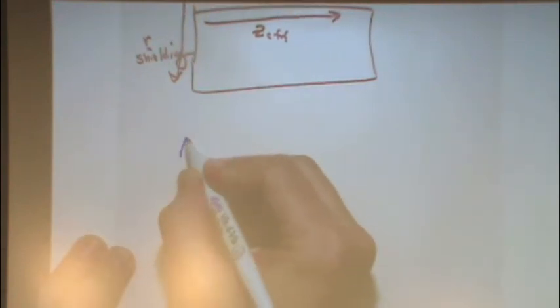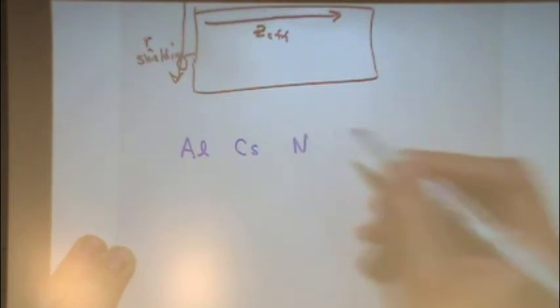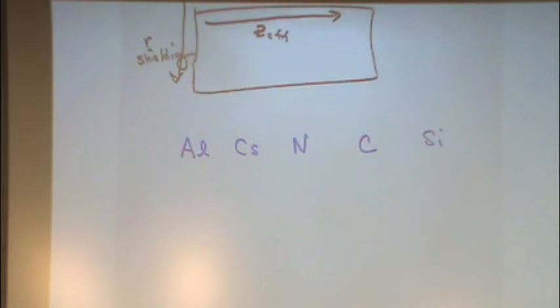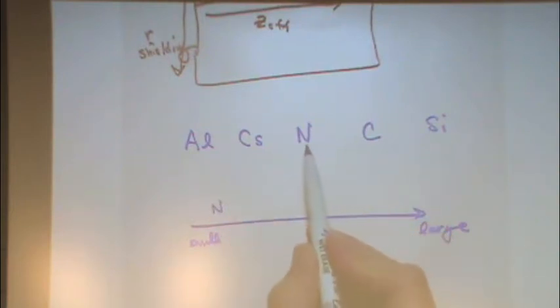Let's say I gave you aluminum, cesium, nitrogen, and carbon, and one more, silicon. I'd have you order these from largest to smallest. So if we had you go from small to large, what's the first one? What's the smallest? Nitrogen, probably, right?